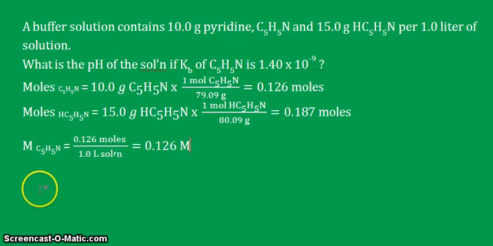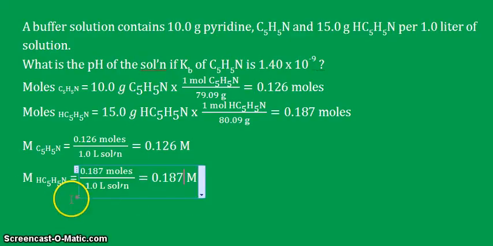Okay, let's do the same for your conjugate acid. And there you have it. This is the molarity of your conjugate acid. So you have here the number of moles we calculated earlier, 0.187, divided by the volume, which is 1.0 liter. So the molarity, or the concentration of your conjugate acid, is 0.187 M. So we now have the concentrations of our species in the solution.